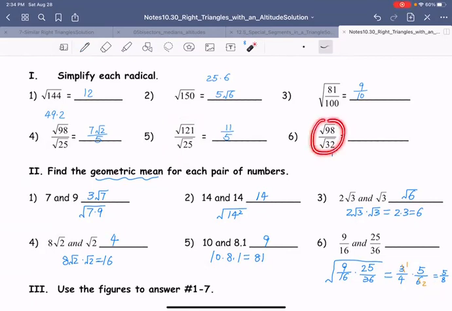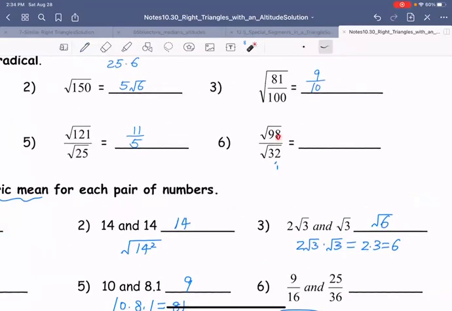Number 6. 98, 7 times the square root of 2 over 4 times the square root of 2 equals 7 over 4. Very good.